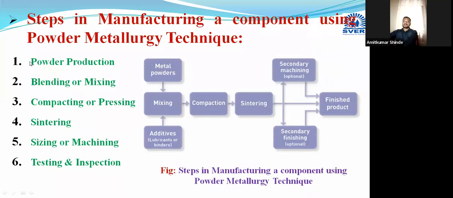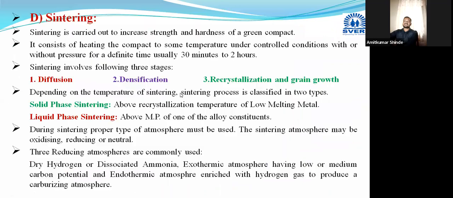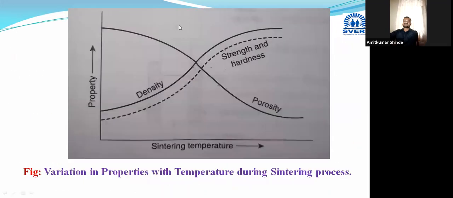Powder production, for which we discussed different methods, then blending or mixing, compacting or pressing, sintering, sizing or machining, testing and inspection. This part we have completed. Then we will move towards the next point. If you have any difficulty, put that in the chat box.